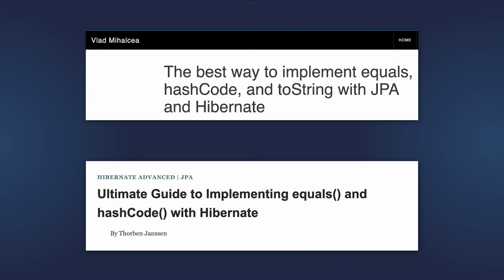Also, writing equals, hashCode, and toString methods with Hibernate is not trivial. You need to ensure the consistency of equals and hashCode and make sure that your toString method doesn't trigger lazy loading on all fields. In the description, I have attached the links to two great articles by Vlad Mihalcea and Thorben Janssen, where they explore how to better implement these methods with Hibernate.